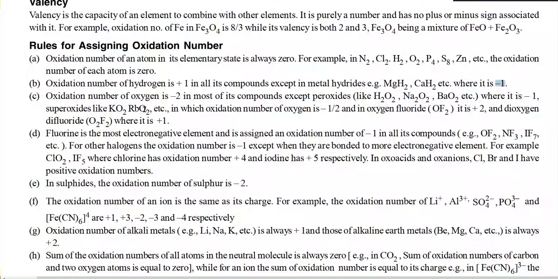Next, the oxidation number of oxygen is -2. Most of the time it is -2, but there are some exceptions. Except peroxides like hydrogen peroxide, H2O2, Na2O2, sodium peroxide, barium peroxide. So in the case of peroxides, the oxidation number of oxygen is not -2, it is -1. You have to memorize this. For peroxide, the oxidation number of oxygen is -1. In the case of superoxides like potassium superoxide, rubidium superoxide, etc., the oxidation number of oxygen is -1/2.